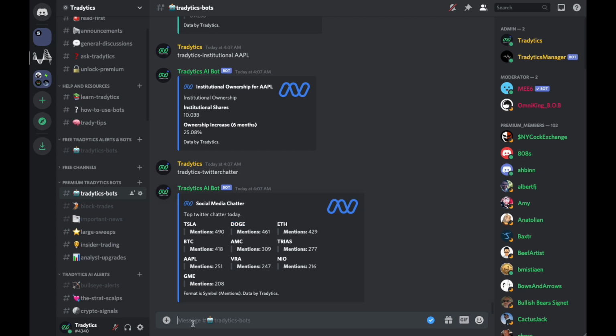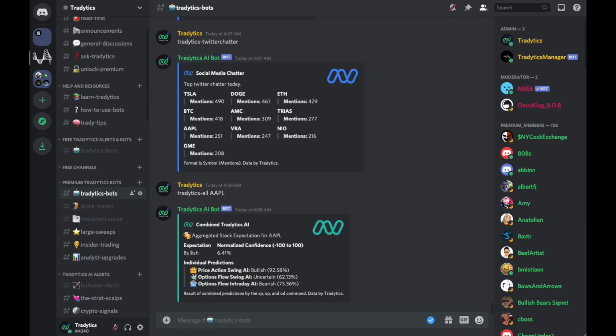One thing that I'd like to share is if you want to get the predictions from all the tools, from price action, from options flow, both swing and intraday trading, then you can just do Tradytics all and do Apple. So if this is bullish, then you can have a bullish expectation from, let's say, 2 to 7 days. If this is bearish, then you can have a bearish expectation.